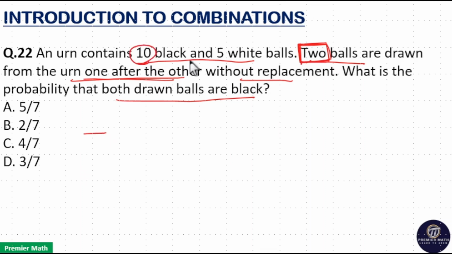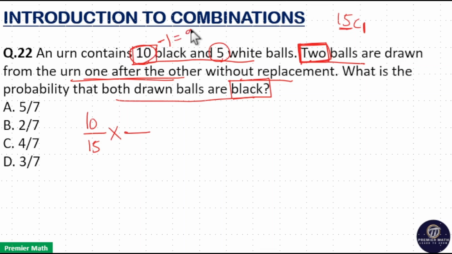Here total number of balls are 10 plus 5, 15. Out of this 15, you should select 1 ball. So 15C1 is your total selection, because you are selecting 1 ball out of this 15. Then you can directly write 15 here. Then probability of favorable outcome means when you select 1 ball, it should be black. It should be black means you should select that 1 ball from these 10 balls. So your favorable outcome is 10C1. 10C1 means 10 itself.